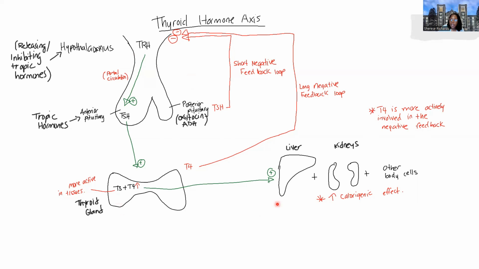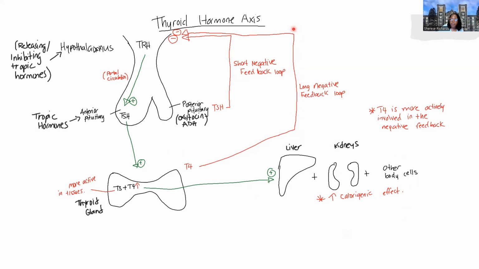So T3 is more active in the liver, right? Again, speeding up some of the gluconeogenesis, the oxidative phosphorylation, all of those mechanisms to release energy and just have higher metabolic function. Similarly with the kidneys, but all other body cells as well, just the overall calorigenic effect. And then T4 is, again, if we have higher levels of T3, it can be converted to T4. T4 is involved in the long negative feedback loop.